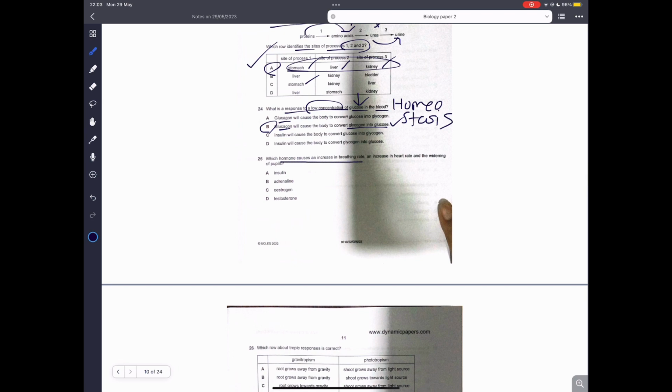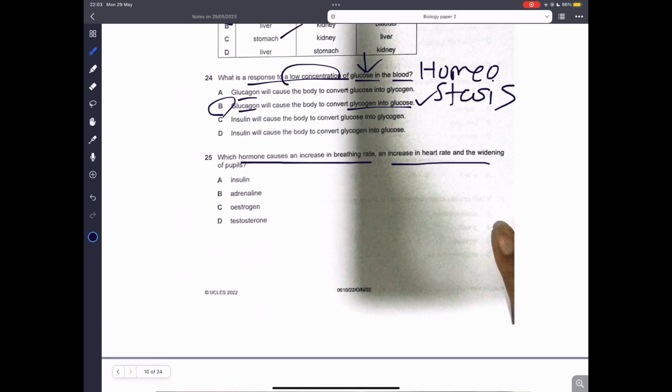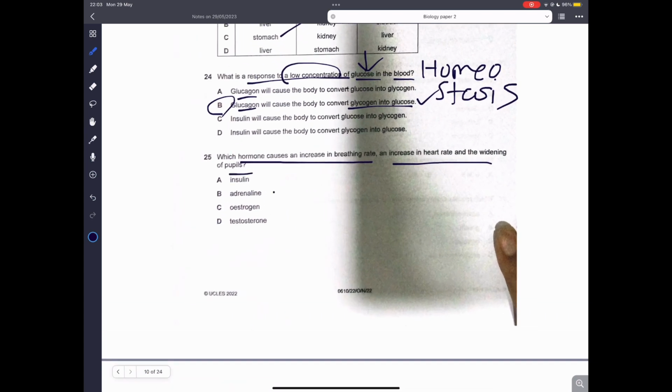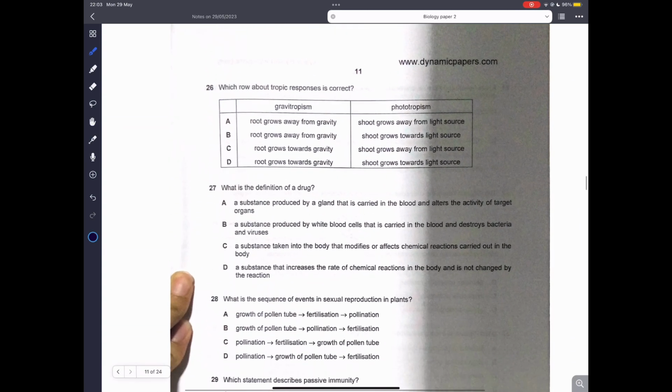Okay. 25. Which hormone causes an increase in breathing rate, increased heart rate, and widening of pupils? This is adrenaline. If you see increase, then it's always adrenaline.